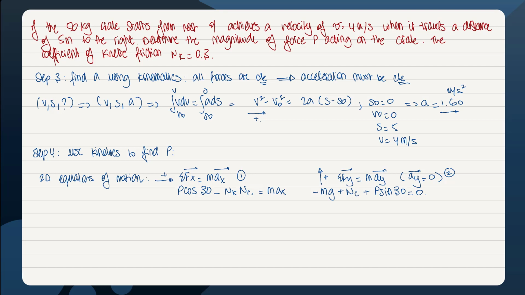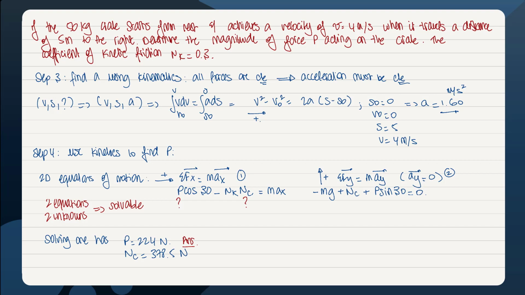So now that we have the two equations, the next step is to look at the number of unknowns. In the first equation, the unknowns are P and N_C. In the second equation, the unknowns are P and N_C as well. So we have two unknowns and two equations, so the problem is solvable now. Solving, one has P equal to 224 newtons and N_C equal to 378.5 newtons. So this is all about this problem.